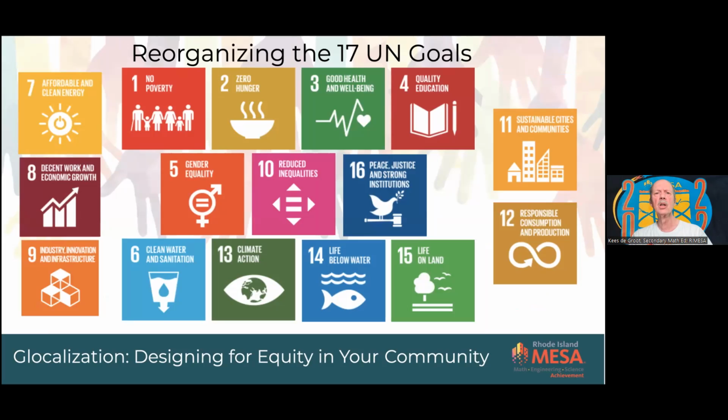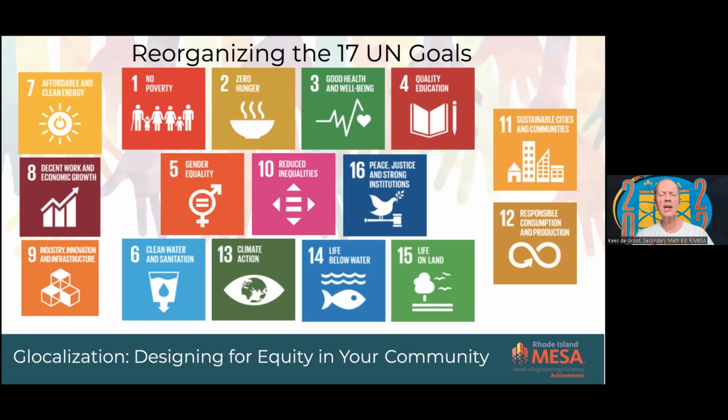The first four on top: poverty, hunger, health and well-being, and education. We have chosen in Rhode Island for next year as a cluster of goals that we're going to focus our MESA work on, and then eventually also focus our annual competition on that. Then I clustered together gender equality, reduced inequalities, and peace, justice, and strong institutions as a cluster of goals that I think might also be an interesting choice for a state to focus on for a year.